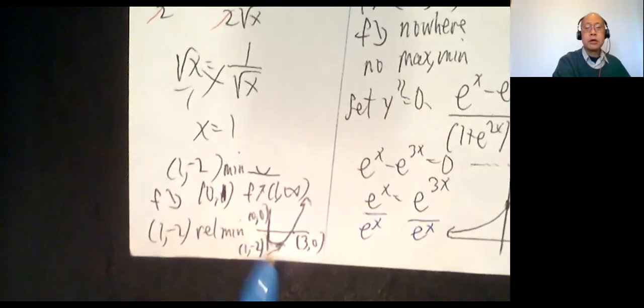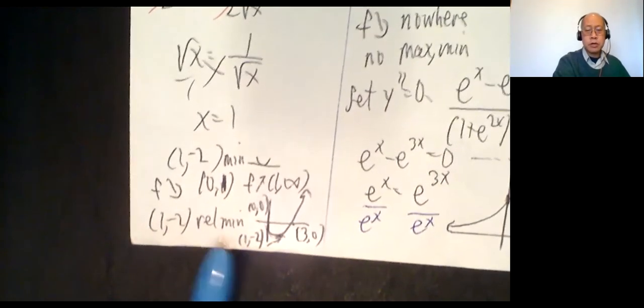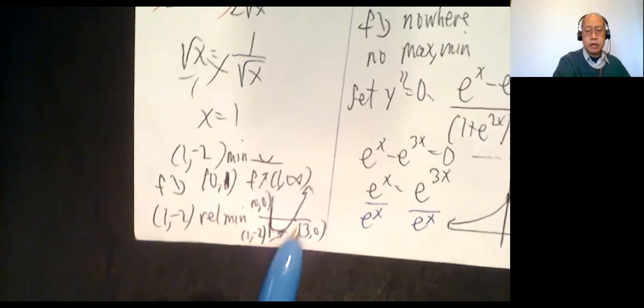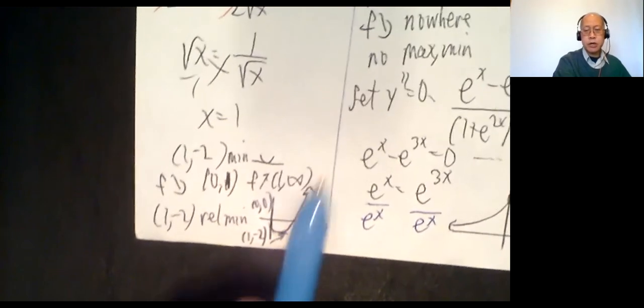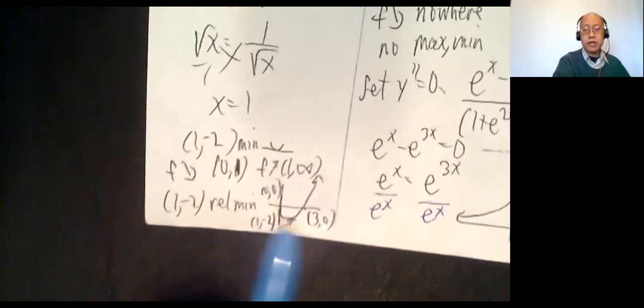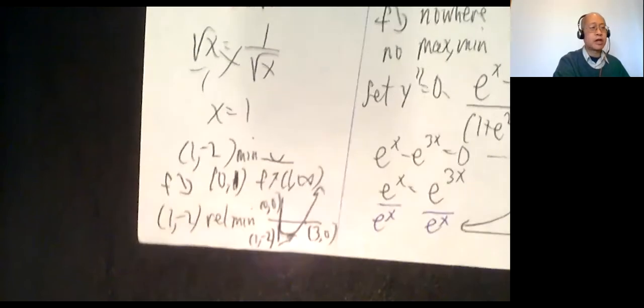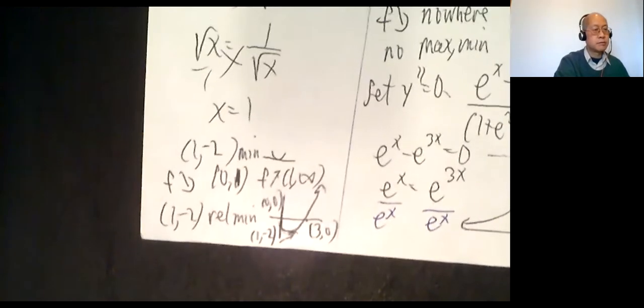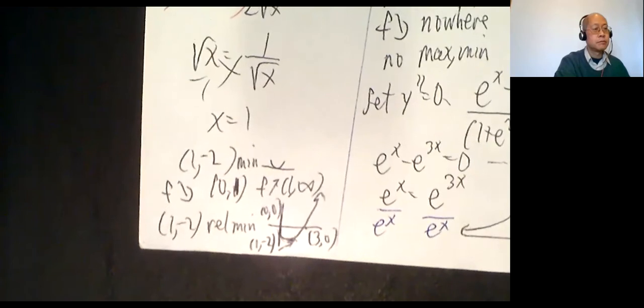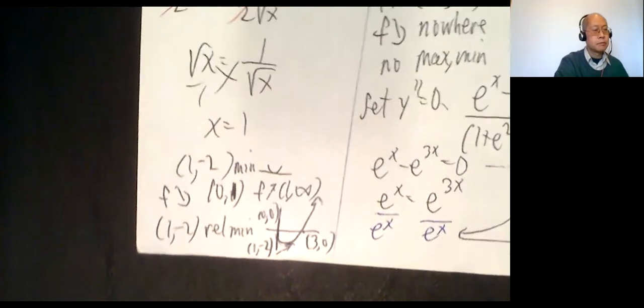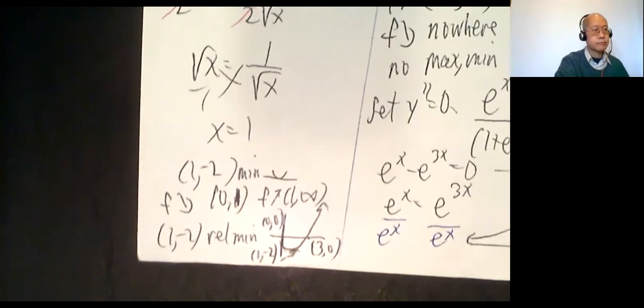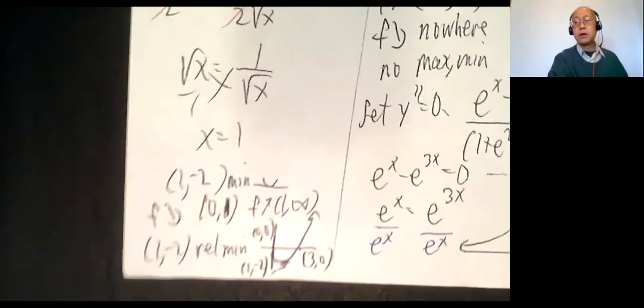Okay, so here we go. Here's the whole graph. Origin goes down to (1, -2), relative min and absolute min, comes back up, touches (3, 0), goes up forever, always concave up, never concave down, no inflection points. All right, so that's the way that one goes.